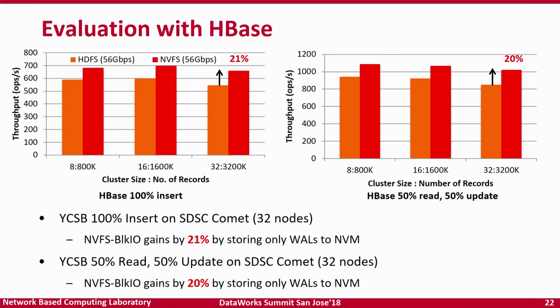We have also co-designed with HBase and Spark. Here we're showing the HBase numbers, and we've taken these numbers using YCSB. We're presenting the throughput numbers here. We optimized by only storing the write-ahead logs on NVM, because we want a cost-effective solution. So we only stored the write-ahead log on NVM, and we found that with the block I/O performance, we can get about 20 or 21% improvement compared to the default approach.